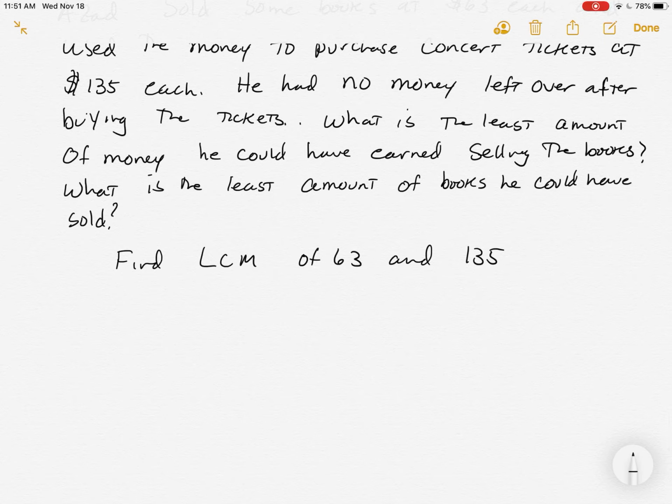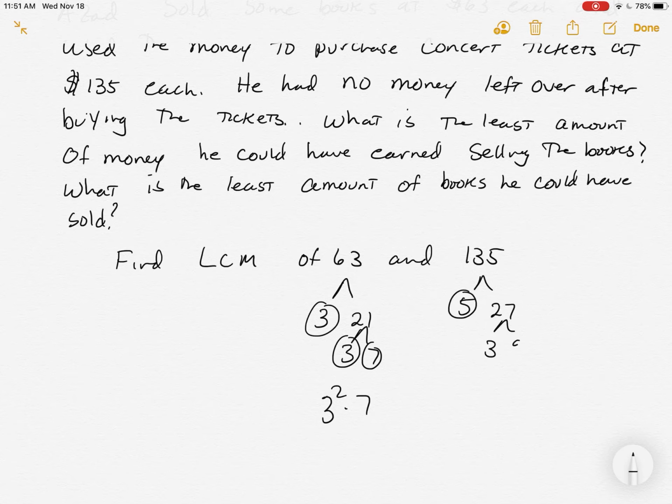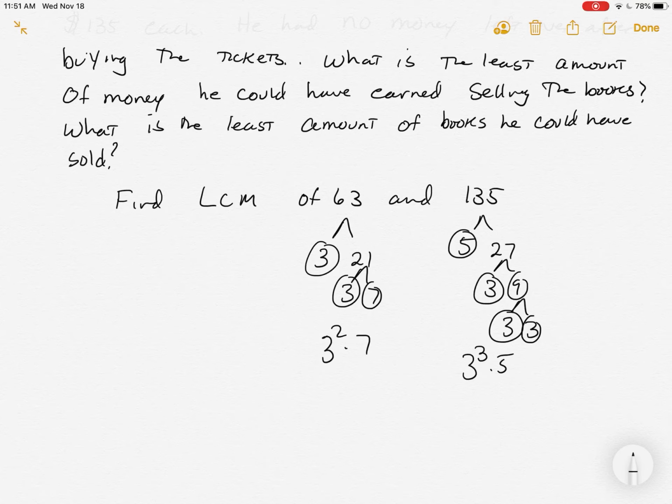So how do we do that? Easy. We prime factorize 63: 3, 21, 3, 7, and we get 3 squared times 7. 135: 5, 27, 3, 9, 3, 3. And we get 3 cubed times 5. So what's the least common multiple? That's the one that's bigger than them all, and so needs everything. So how many 3's do we need? The biggest amount we see, 3 cubed. How many 5's? The biggest amount we see, 1. And how many 7's? 1.